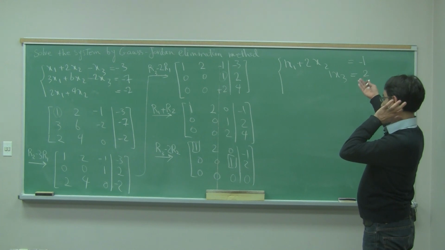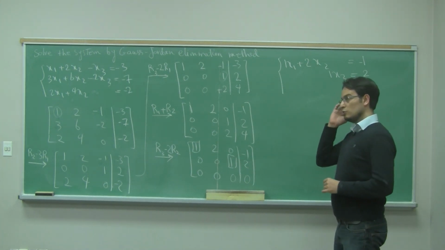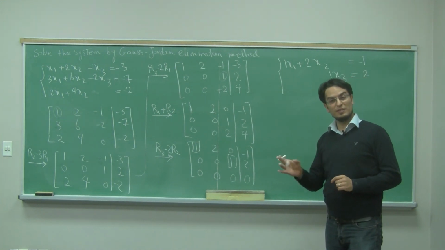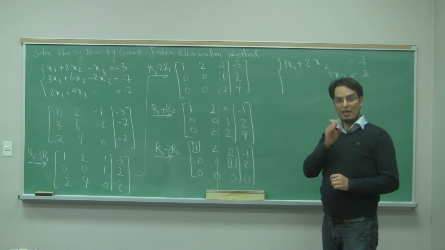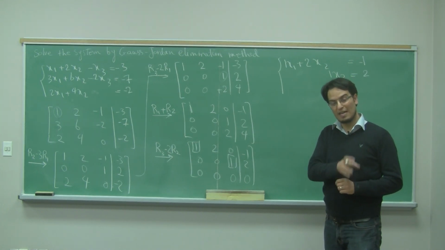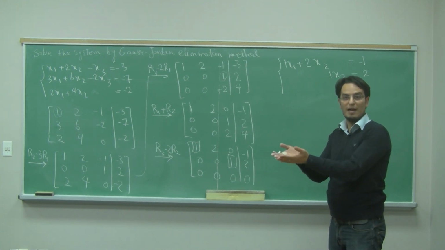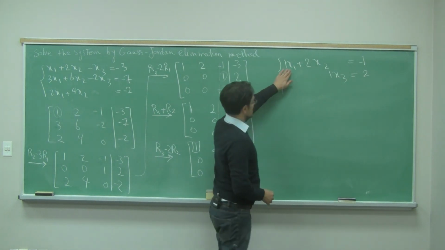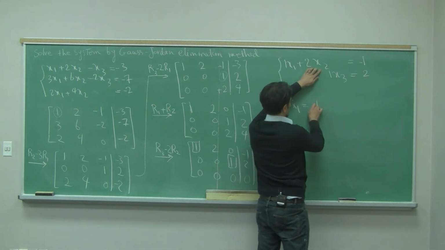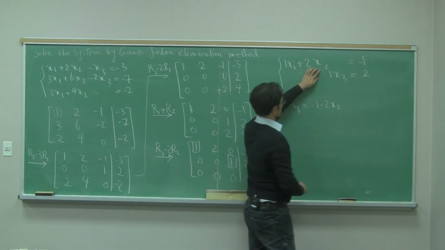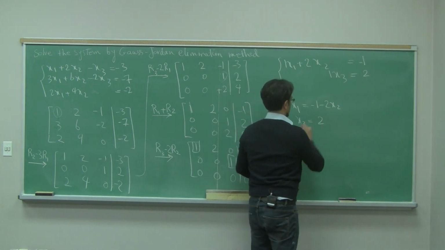So when you change back to the equation form, what you need to do is solve each one of the equations for the leading variable, meaning find variables with leading 1 as their coefficient and write them in terms of the other variables in the equation. In this case, the leading variable is x1. I take everything else to the right-hand side. I get this. And I solve this one, x3 equals 2.